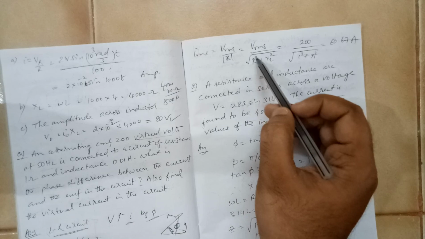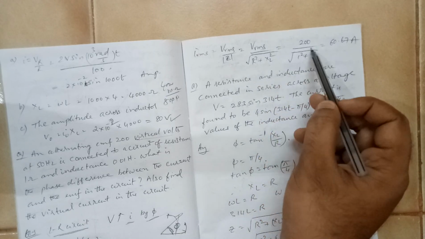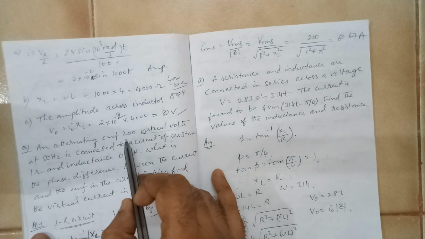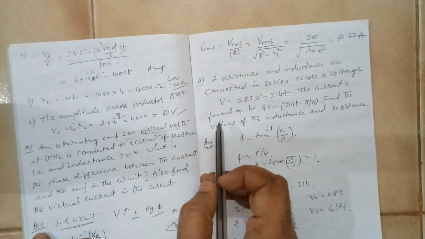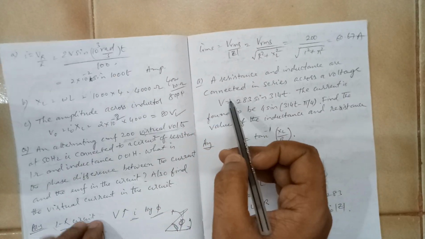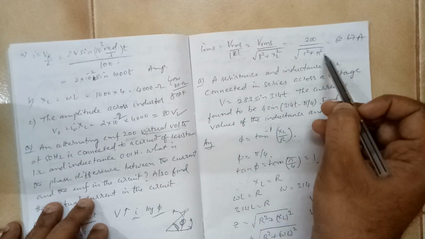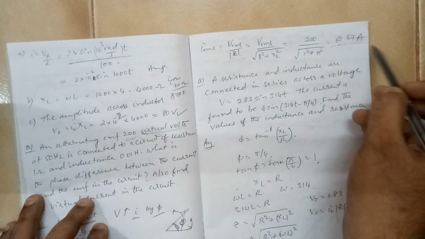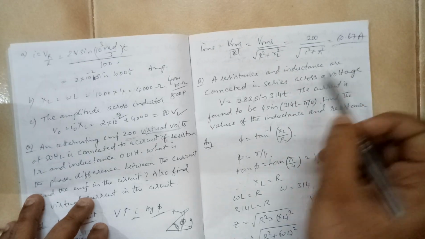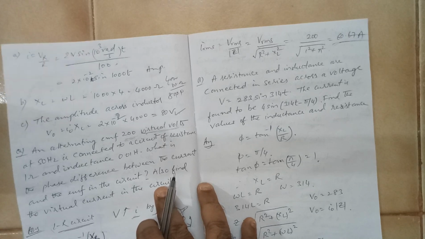So what's the formula? Root over R square plus XL square. The RMS value is given as 200 volts. He is saying it is the RMS value. Okay, 200 by root over 1 square plus 5 square. You get 60.67 amps. Let's move to the next one.